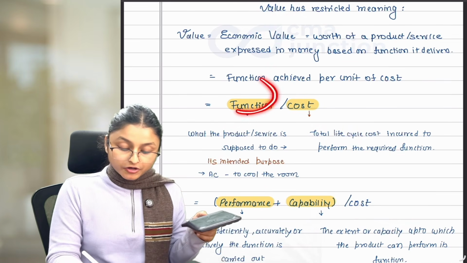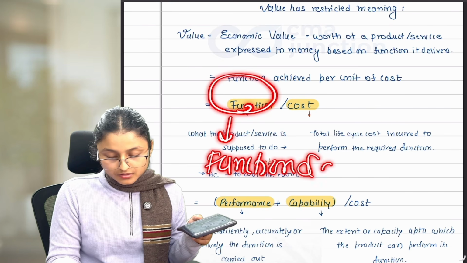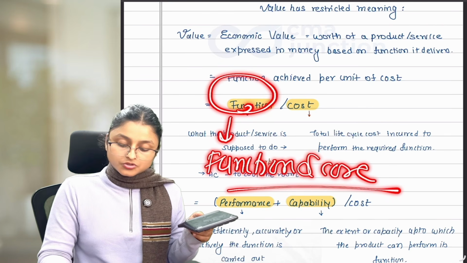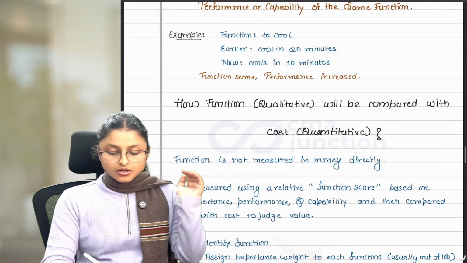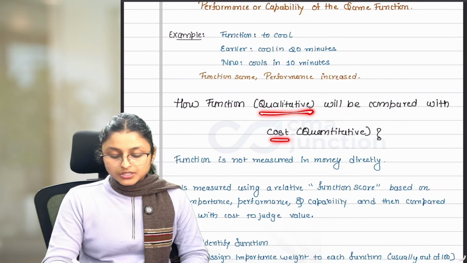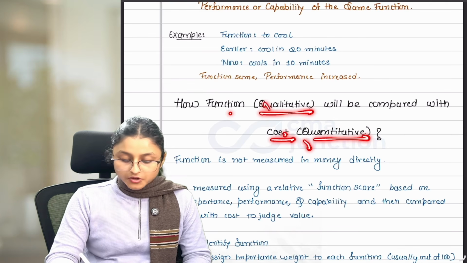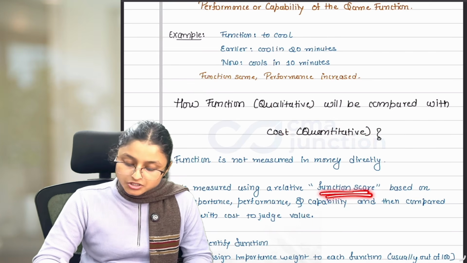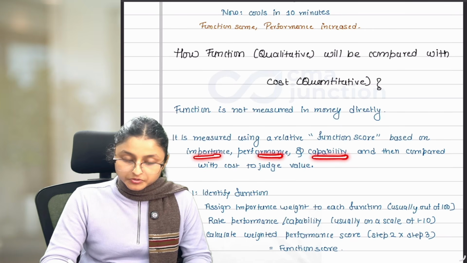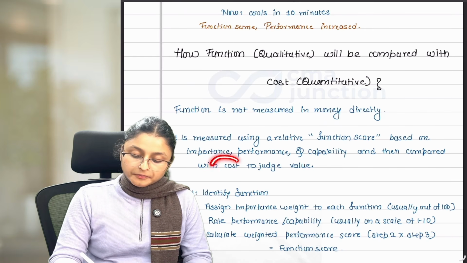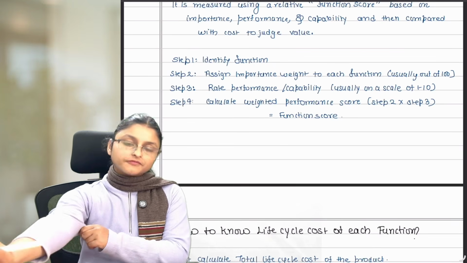And that is why for functions, we calculate a function score. Now, what is function score and how is it calculated? Let's understand that. Function is qualitative, but cost is quantitative. How will we compare both of them? For this, we will calculate a function score based on the importance, performance and capability of the product, and then we will compare it with the cost incurred. Now, how to calculate function score?